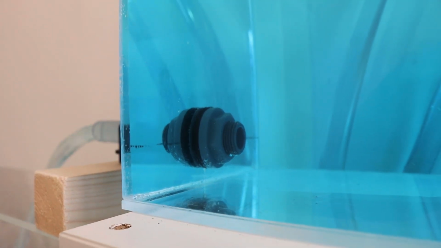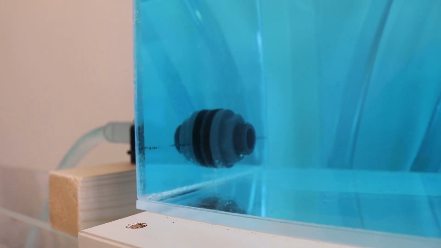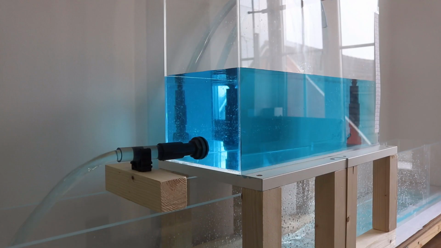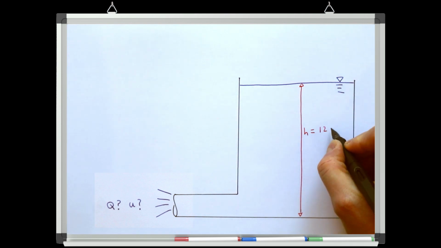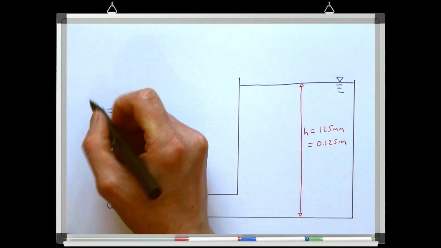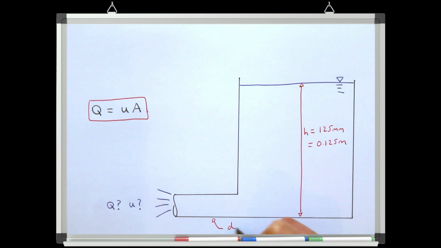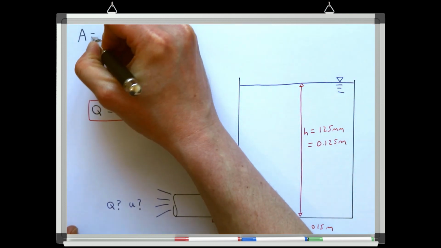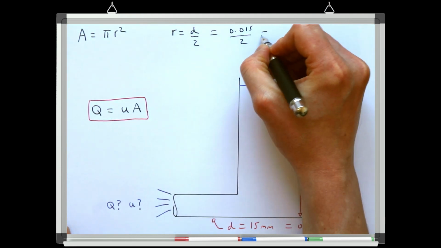If you were an engineer building this system in the real world, the first thing you'd need to know is what the discharge coming out of the end of the pipe is going to be at a given water level in the tank. So let's have a go to see if we can work this out using the theory that we've discussed from the last few lessons. The depth of water in the tank is 125 mm. But when we're doing calculations, we'll need to quote this level in meters. We know that discharge is the velocity in the pipe times the pipe's cross-sectional area. The pipe has a diameter of 15 mm, and we'll also write that in meters. And we can work out the area of the pipe because we have the diameter. The area of a pipe is pi r squared, and the radius is half of the diameter.